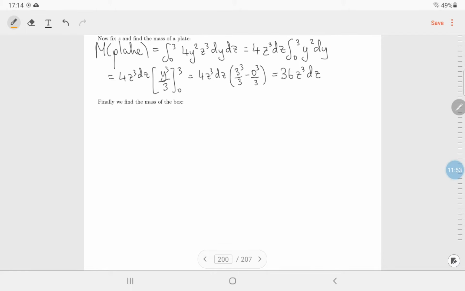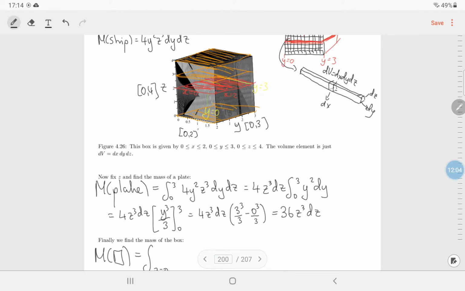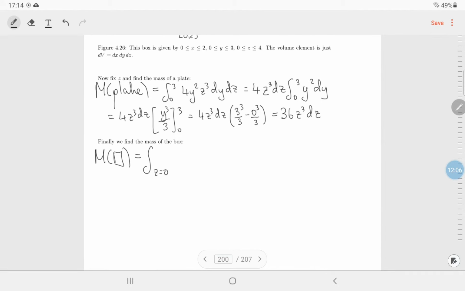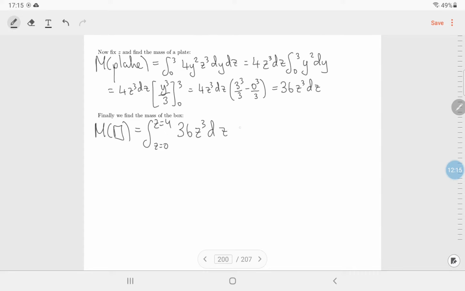Okay, let's do it. So the mass of the box is equal to, and now I won't do the summing anymore. So add up from z equal to 0, because that's the bottom one, because z goes from 0 up to the top one, z equal to 4, 36 z cubed dz. Now we don't really have to bring out the 36 here because we can just fix it as a constant. And what's the antiderivative of z cubed? z to the 4 over 4. And we're going with top limit minus bottom limit.